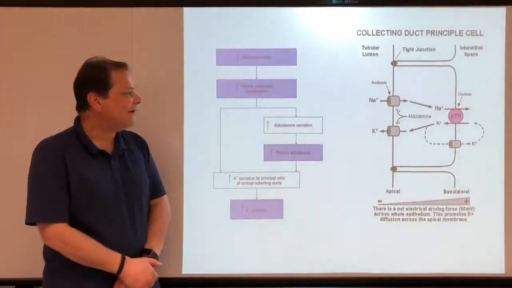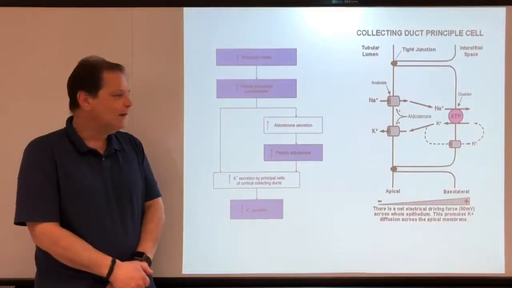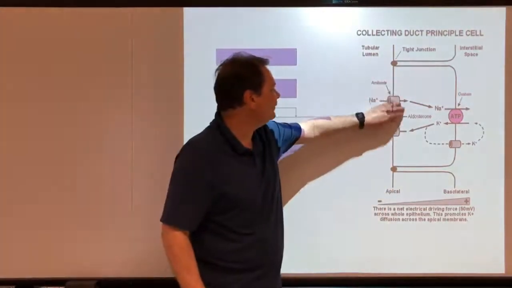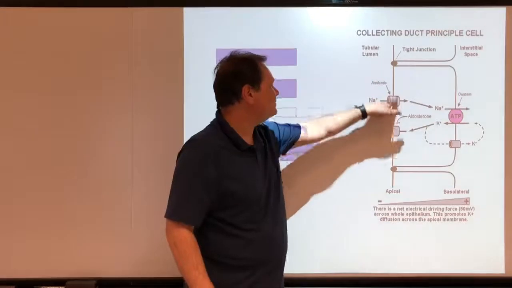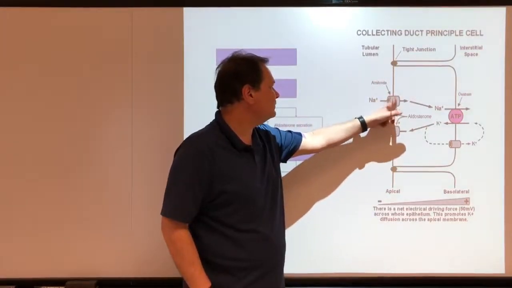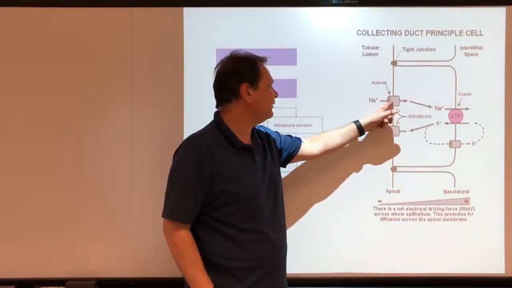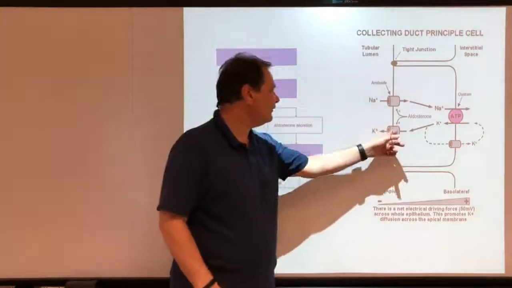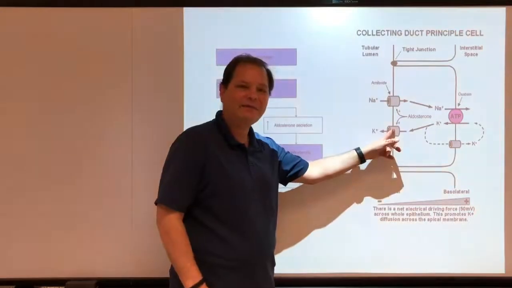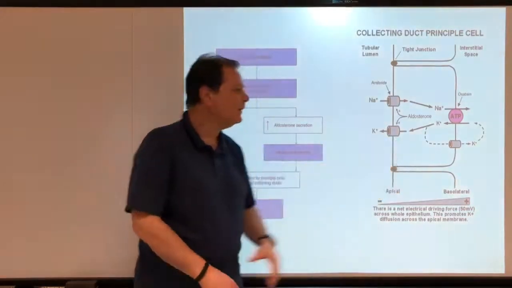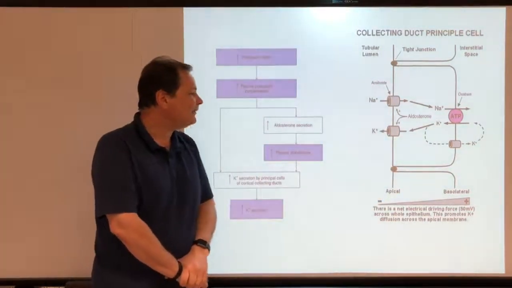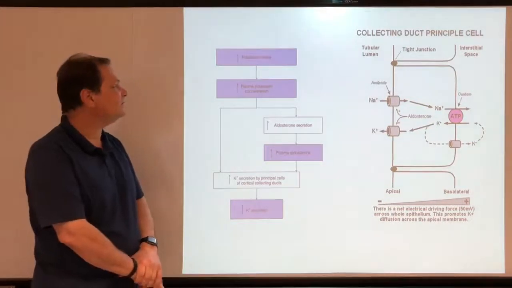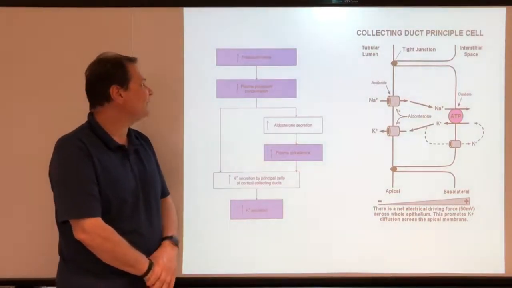Let's think about how aldosterone works now. Aldosterone, as you know, controls the sodium channels here. You get more sodium channels under the influence of aldosterone, and that will increase sodium reabsorption. It turns out that aldosterone also opens up these potassium channels, okay? So your potassium secretion is under the control of aldosterone. So let's see how this works.